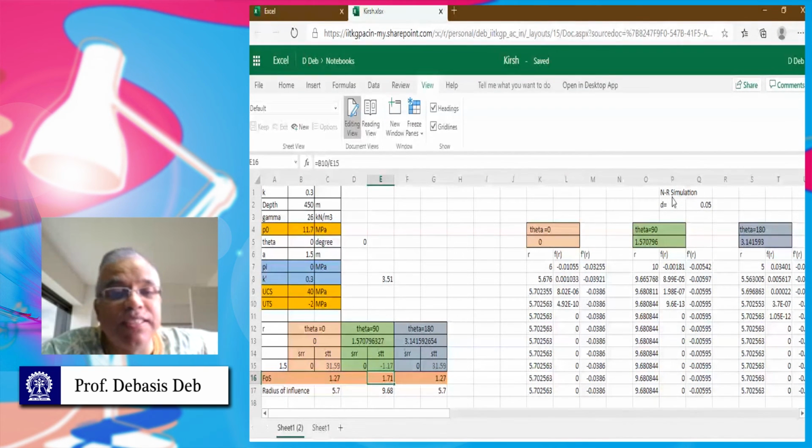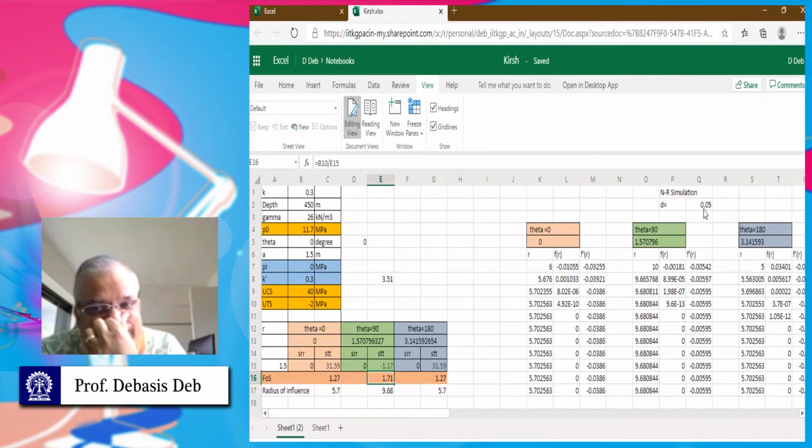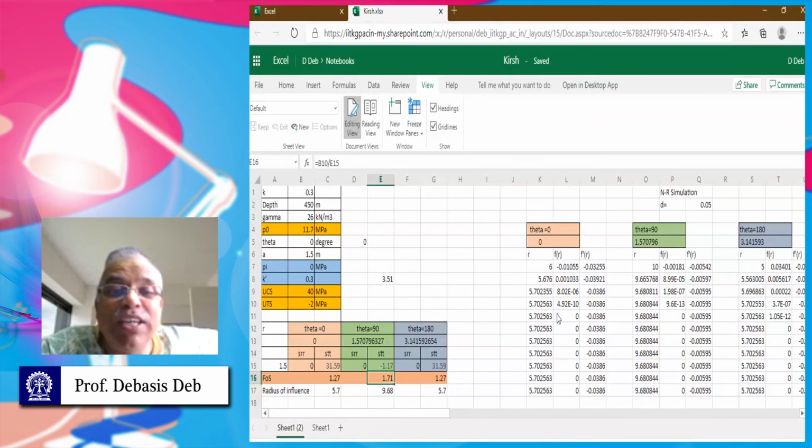And that needs an iterative solution, I told you that time. So I am using the Newton-Raphson solution method to solve it with a 5% accuracy. Okay, 0.05 is my D, I am assuming here. So here, for 0 degree, I have found 5.7 meter. Okay, this value of R.